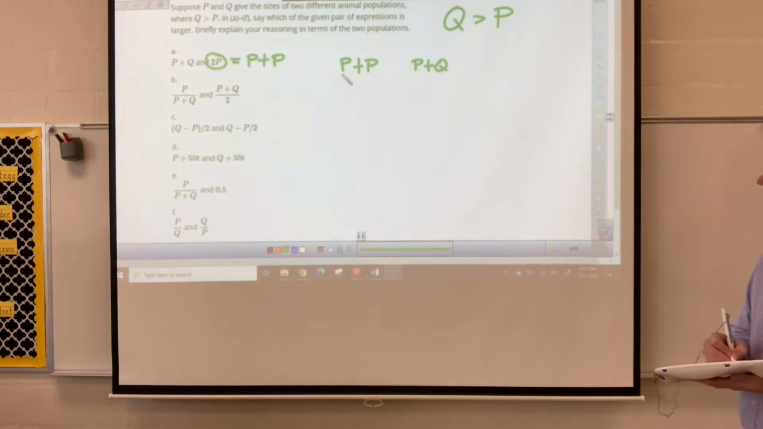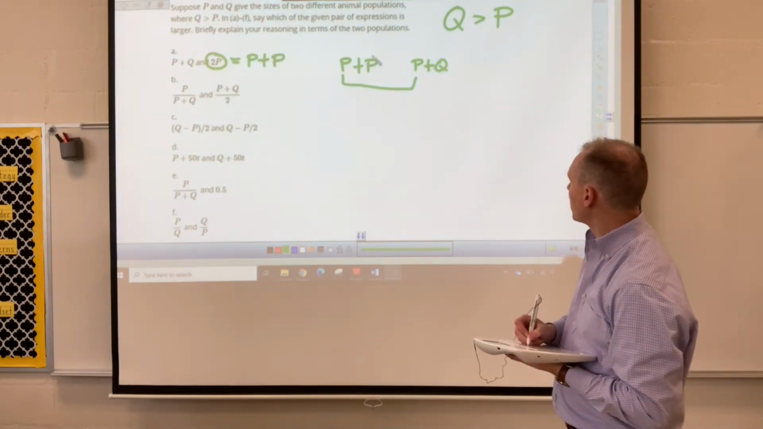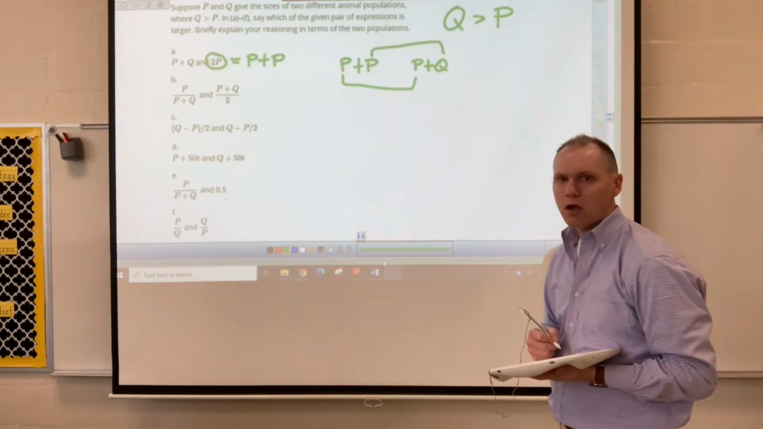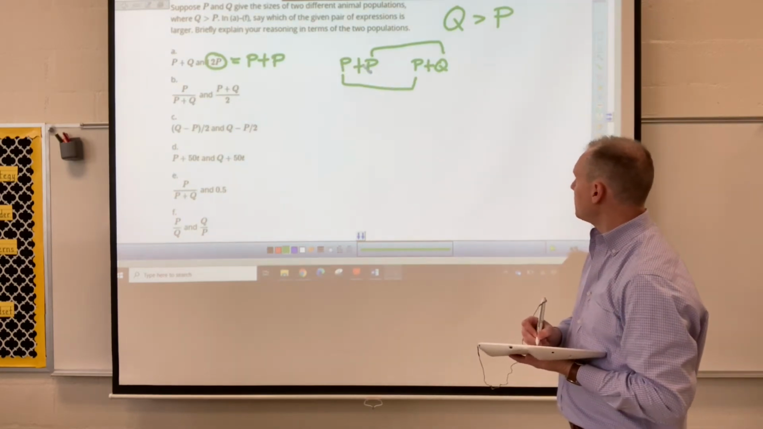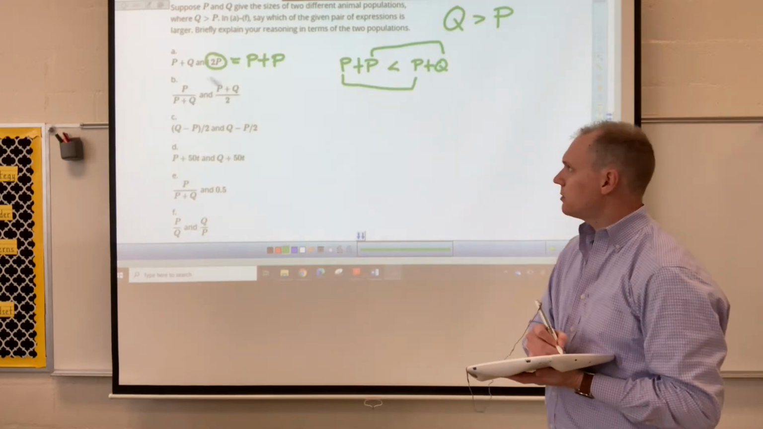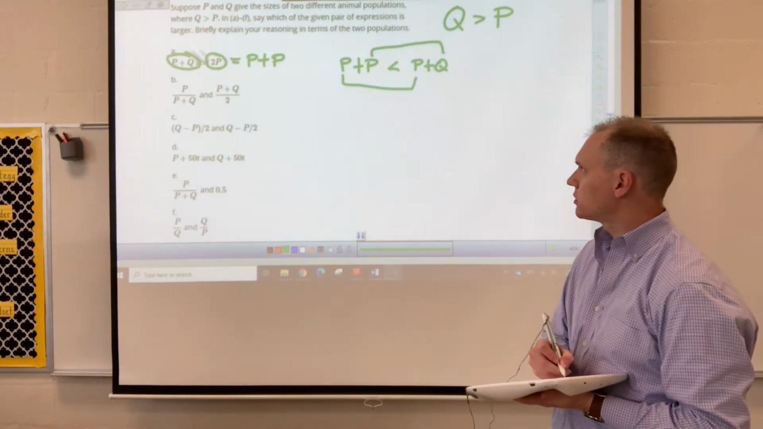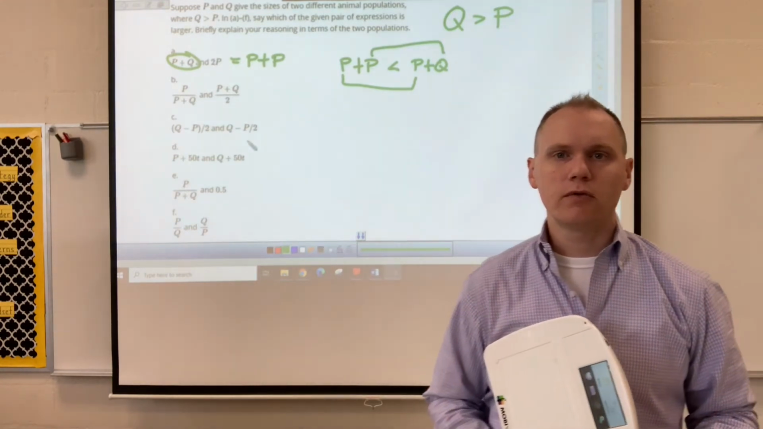So these p's offset, right? They're equivalent. And so really all we need to do is compare this p and this q. Which one's greater? Well, we know that q is greater than p, so therefore p plus p is going to be less than p plus q. So that means that p plus q, I'm going to circle that one here, is greater than 2p. I hope that makes sense.